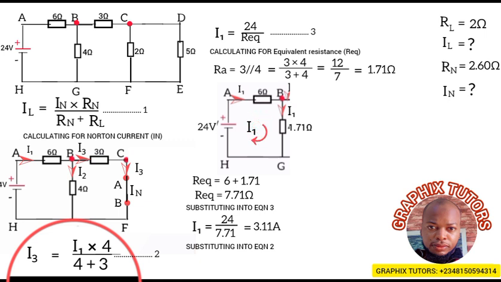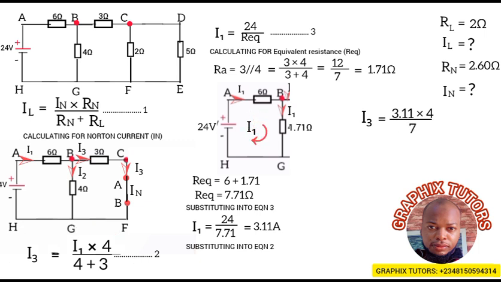So when I put in my I1 here, I3 is 3.11 multiplied by 4 all over 4 plus 3, and that is 7. Are we together now? So my I3 is 12.44 divided by 7, because 3.11 times 4 gives us 12.44. Divided by 7, we have our I3 equal to 1.78 amperes. Now know that your I3 is your I Norton, and is also called your I short circuit. So my I short circuit or my I Norton is 1.78 amperes. Are we there?